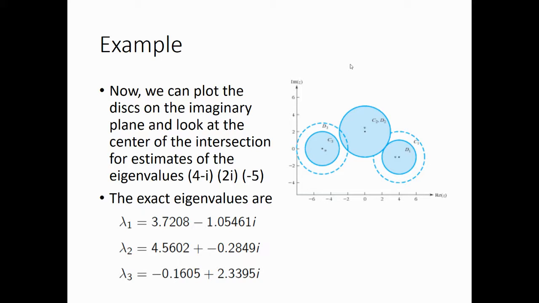Now what we can do is plot these disks on the complex plane. The complex plane has two axes, the real axis and the imaginary axis. And we look at the center of the intersection for estimates of the eigenvalues. The exact eigenvalues here are 3.7208 minus 1.05461i, 4.5602 plus or minus 0.2849i, and minus 0.1605 plus 2.3395i. The dots that are actually in the center of the Gershgorin disks are 4 minus i, 2i, and minus 5.